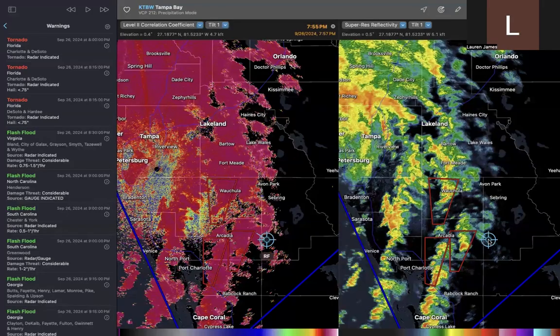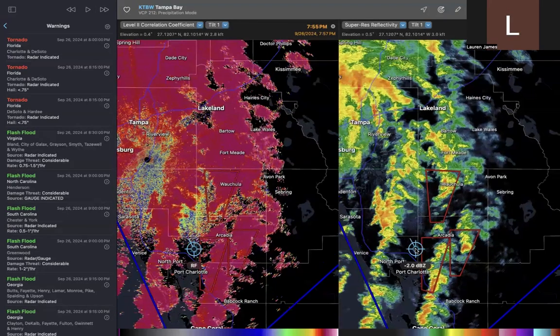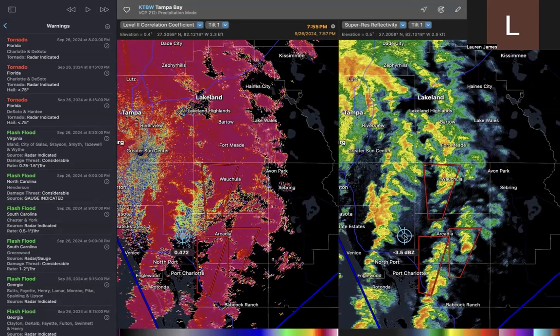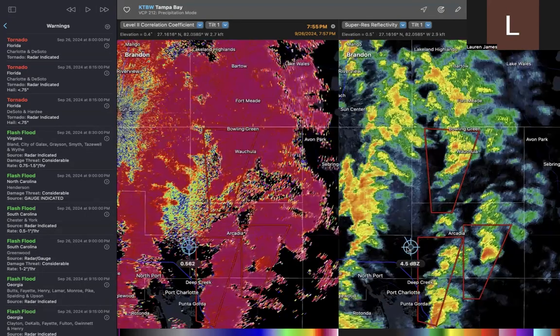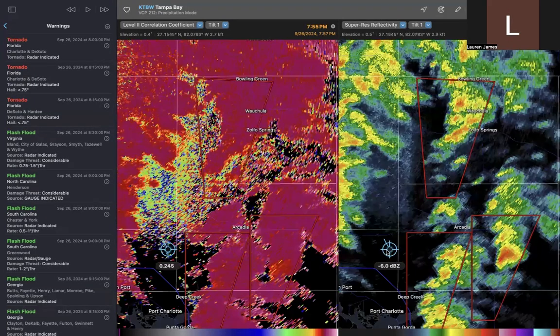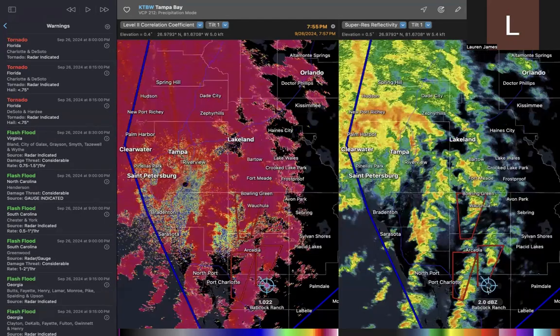Looking at the correlation coefficient, we may be seeing some tornado debris with some of the low values that we are seeing here, outside of the zone of the tornado warnings in Florida before the hurricane made landfall.